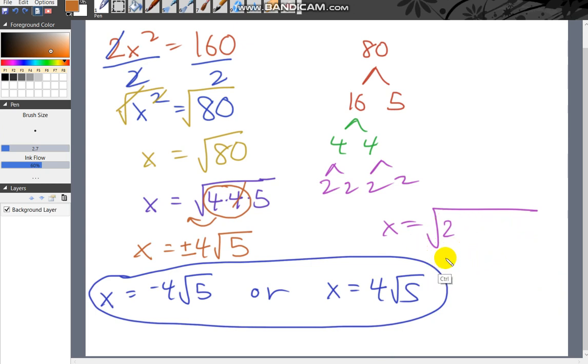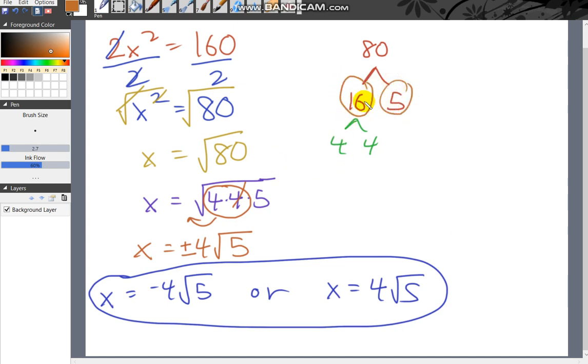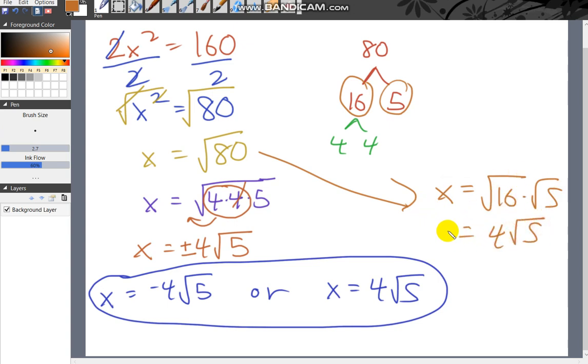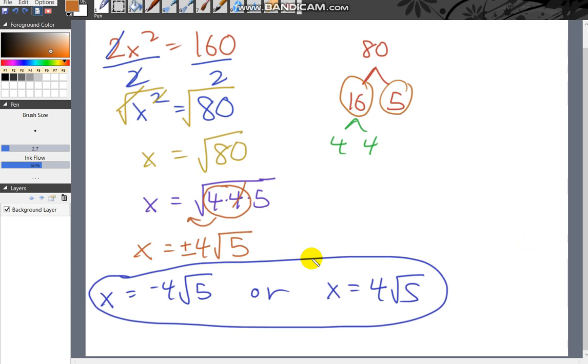Or like I mentioned earlier, if you don't like the way that I've been presenting it, if you know that the square root of 16 is going to be 4, you could actually take this right here. So x equals the square root of 16 times the square root of 5. Right? The square root of 16 is going to be 4. And as you see, this is exactly what we have here. So there are a lot of different ways that you could do this, however your teacher in the past decided to teach it to you. But that is how you would do something like that.